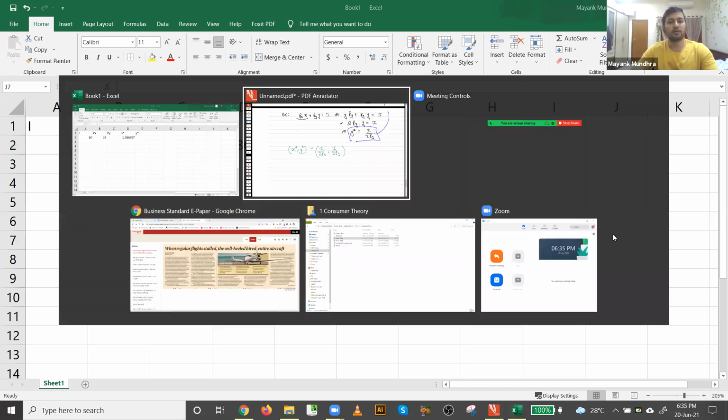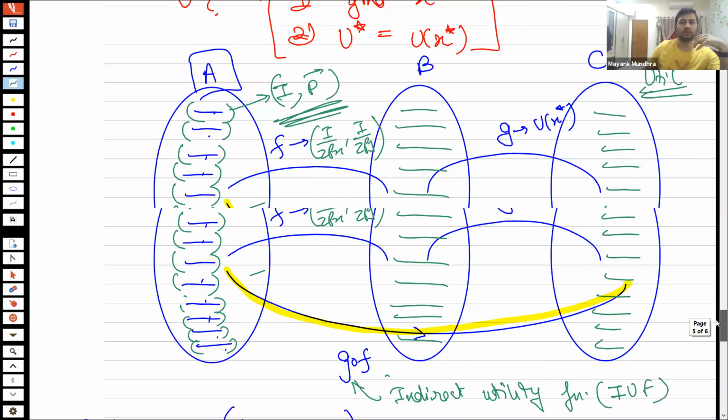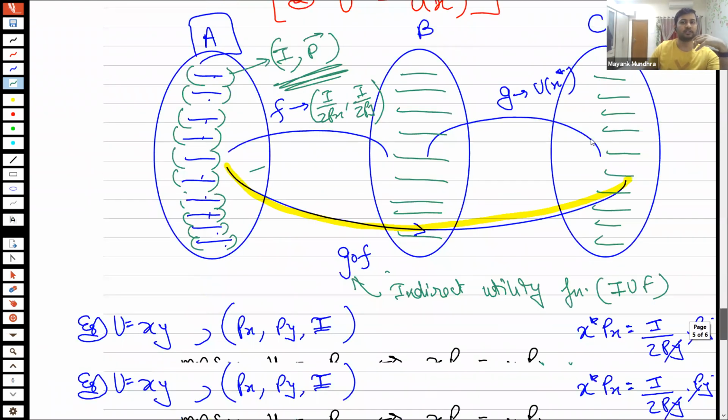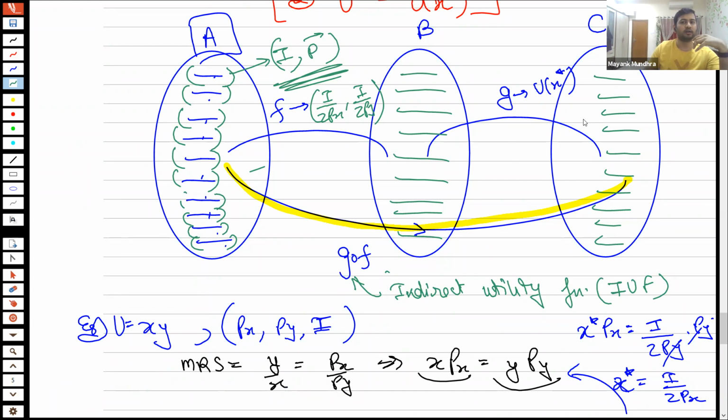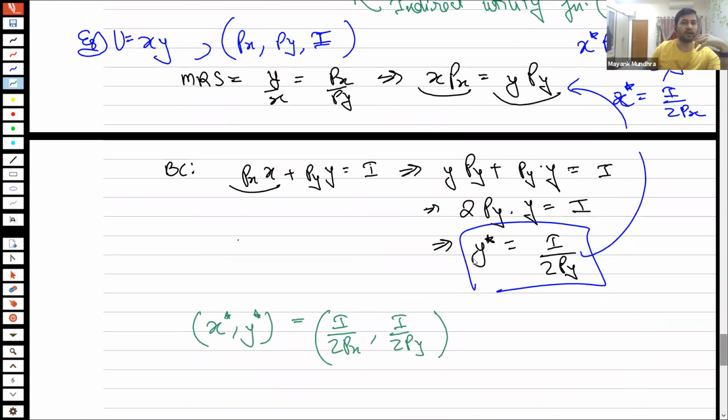Okay. Now the final step is going from here to here. This step going from B to C. So you just put X star in the utility function. The utility function was XY. So the final U star is just I by 2px into I by 2py. So that is just I square by 4px py.